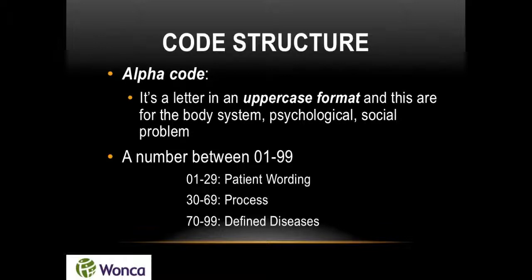Let's talk about code structures of ICPC. First part is the alpha code. It is a letter in uppercase format, and these are for the body system, psychological, and social problems. And the second part are numbers between 01 to 99, and these are divided into 3 categories: 01 to 29 for patient wording, 30 to 69 for process, 70 to 99 for defined diseases.